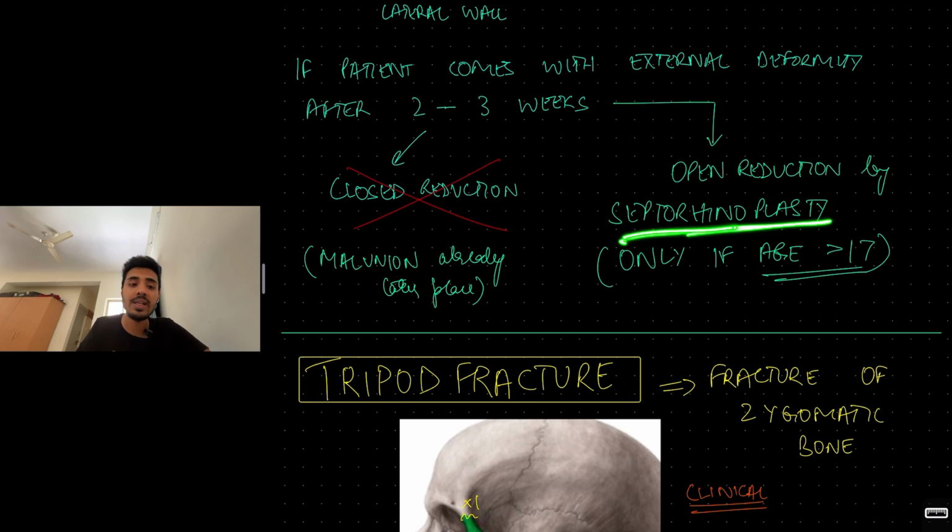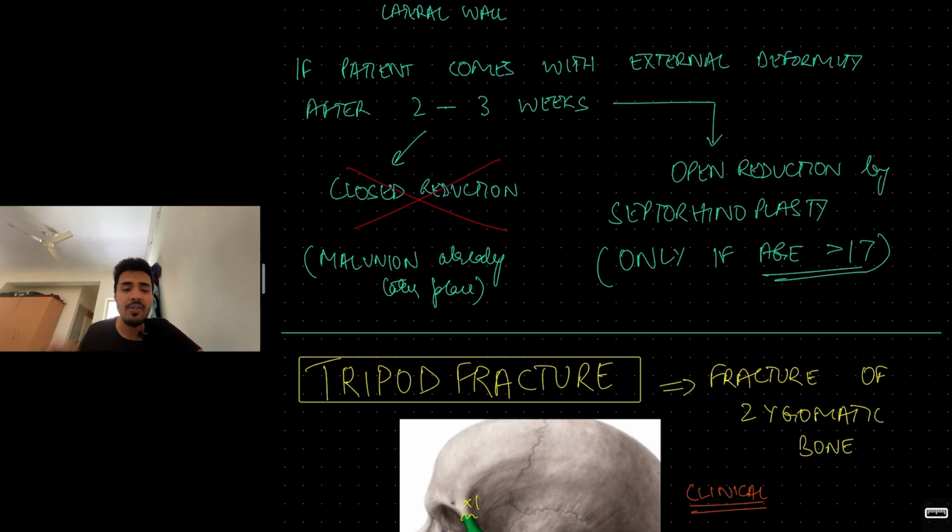One important thing is this open reduction by septorhinoplasty you will only do if the patient's age is more than 17 years old. This is because all around the nose, nasal bone and the facial bones, you have secondary ossification centers which don't fuse before the age of 17. So if we go for any open surgeries, these secondary ossification centers could get damaged, leading to permanent facial deformity.